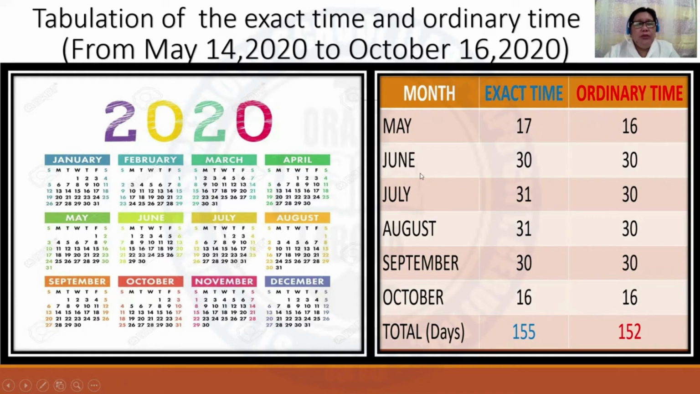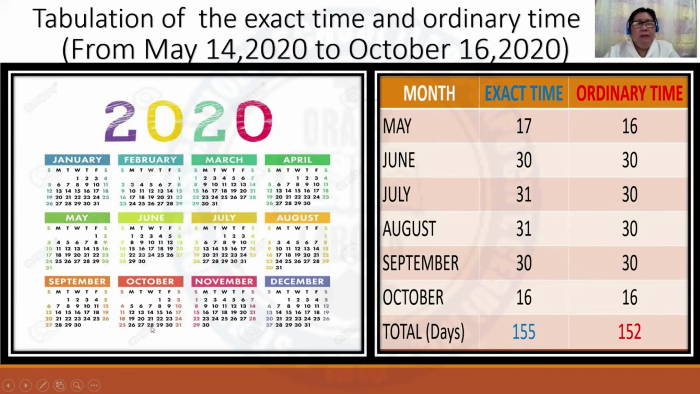And then for June, there are 30 days. So the exact time for June is 30 as well as the ordinary time is 30. For July, there are 31 days. So the exact time is 31 days. But for the ordinary time, it will just count 30 days. For August, this is 31 days. So for exact time, that is 31 days. And for ordinary time, that is only until 30 days. For September, that is good only for 30 days. That is why exact time is 30 days as well as the ordinary time is 30 days.